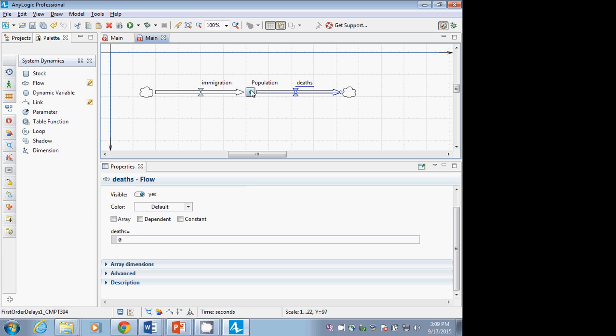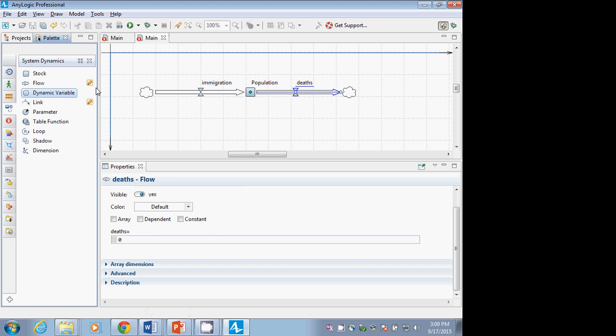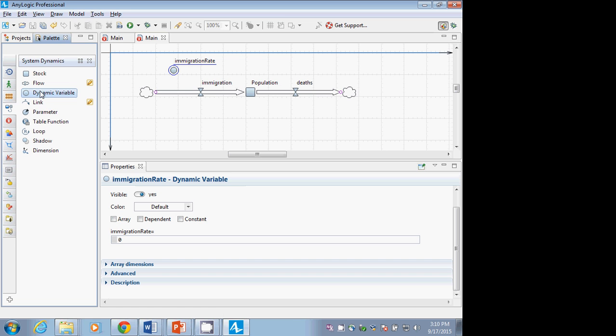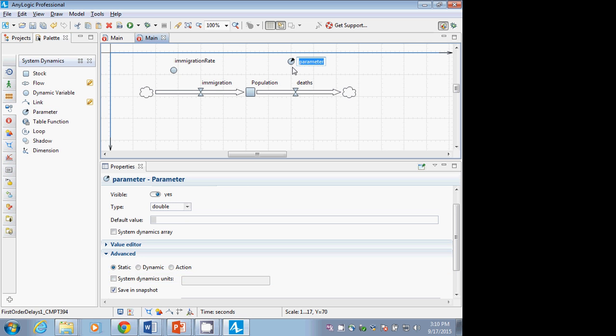Okay, so ladies and gentlemen, I would like to put in place a dynamic variable here that will be called immigration rate, okay? And we're going to put in place another parameter that's going to be the mortality rate, okay?